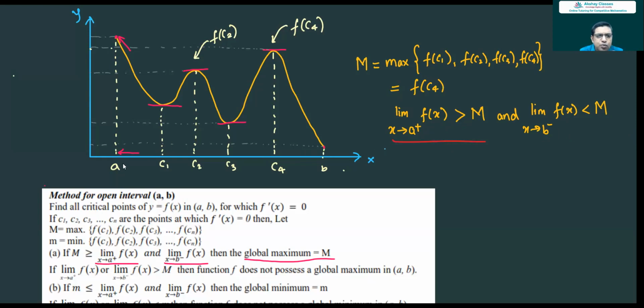So which value? Let us say a is 1. Now a cannot take the value 1. The interval does not include 1. Let's say b is 8, for argument's sake. So it is the open interval 1 comma 8. So the function value cannot be found at x equal to 1. It has to be found at values x greater than 1.